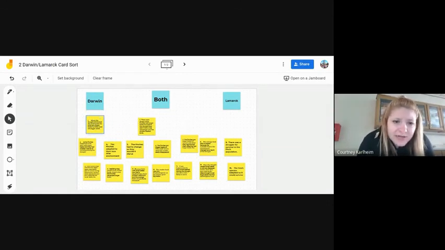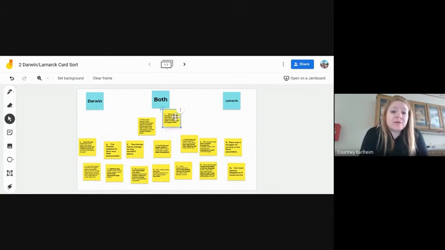So I can read this one. When the drought eliminated the small seeds, the birds got bigger beaks so they could eat bigger seeds. So we have to figure out who that would be. Would it be something that Darwin would say? Would it be something that both of them would say? Or would it be something that Lamarck would say? If you want, you can even change the color of the stickies and make them color coordinated. It's whatever you want.